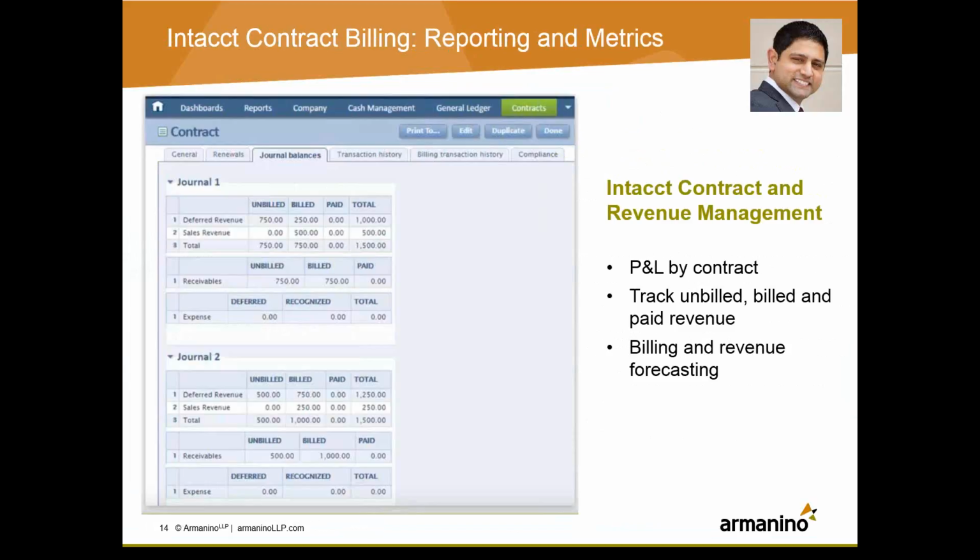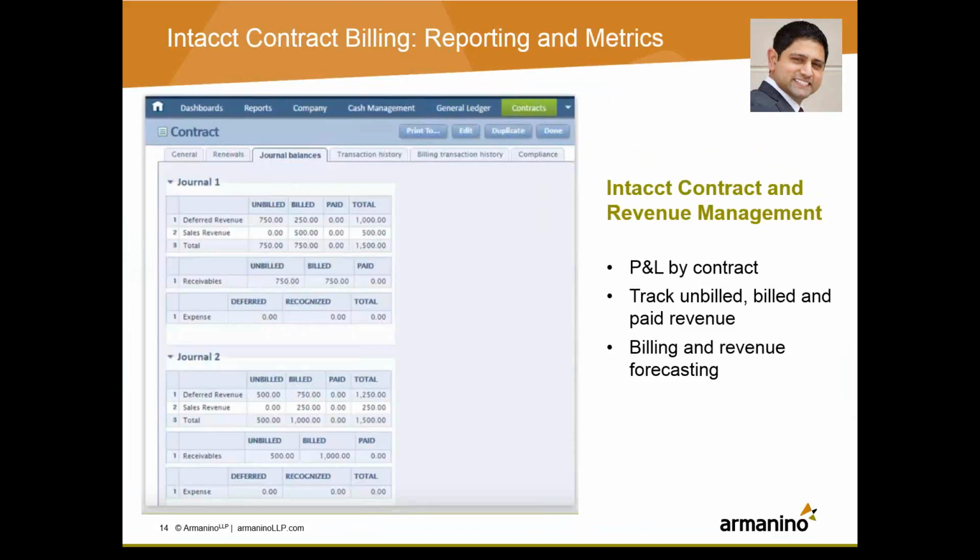Some examples, because contract is now a dimension, are a P&L by contract. You can also track your unbilled, billed, and paid revenue, and billing and revenue forecasting, mostly revenue forecasting through the custom report wizard, but lots of different choices that you get now.